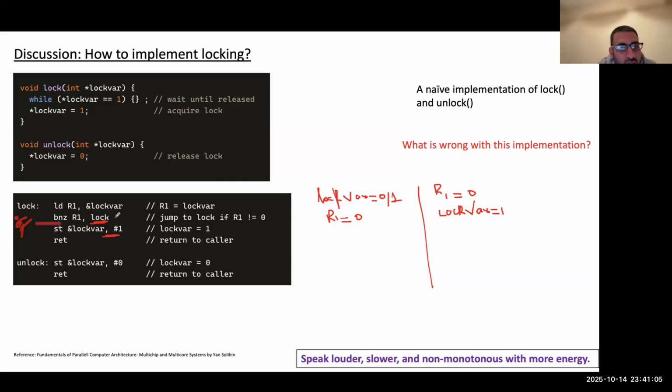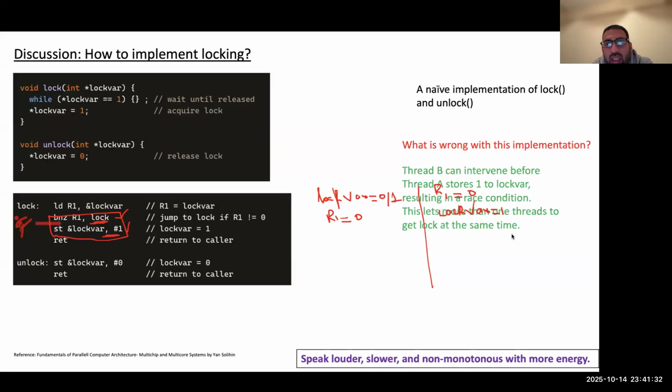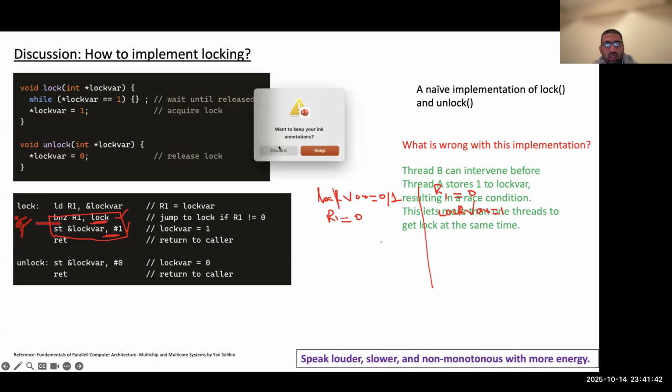So for example, if thread 1 tests the lock and finds that it is 0, and then sets the lock, and these two are a single statement, it means that thread 2 cannot do this. Thread 2 can only read the lock, but it will not be able to test and set it because thread 1 is setting it. It's not possible, right? So that is the problem with this implementation of the lock. Thread B can intervene before thread A stores 1 to the lock variable, resulting in a race condition. Let me delete these annotations so that I can read it.